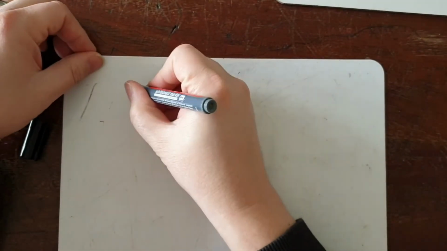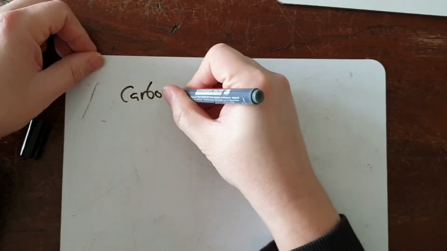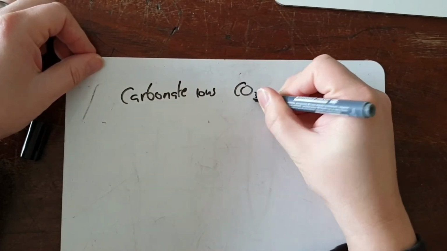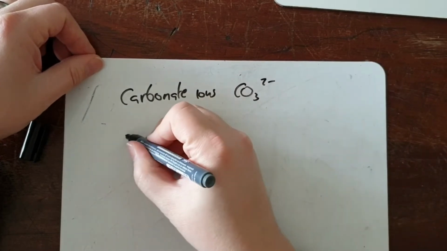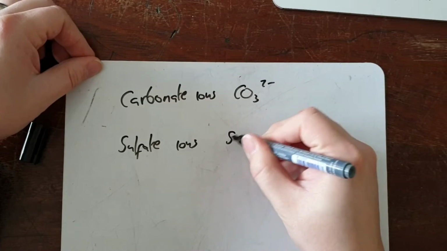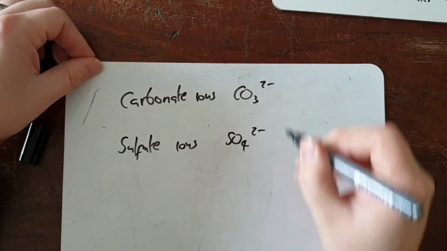So the tests that I'm going to walk you through today: we're going to test for carbonate ions, which are CO3 2-. We are going to test for sulfate ions, which are SO4 2-.